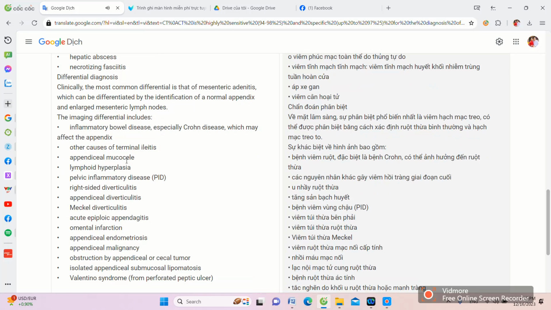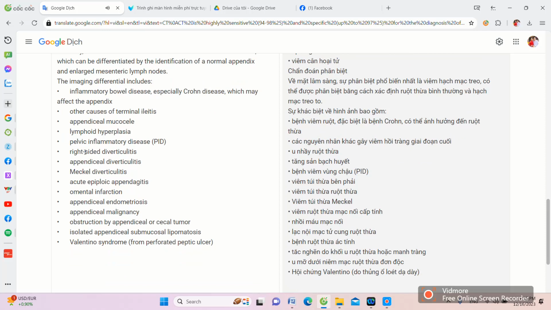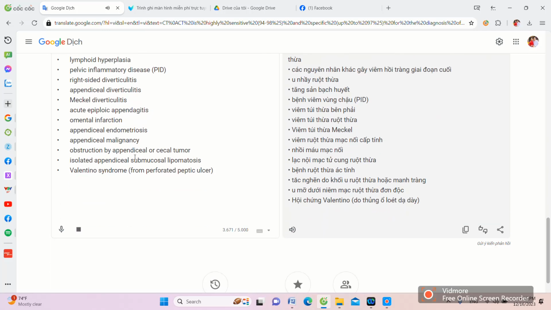appendiceal mucocele, lymphoid hyperplasia, pelvic inflammatory disease, PID, right-sided diverticulitis, appendiceal diverticulitis, Meckel diverticulitis, acute epiploic appendagitis, omental infarction, appendiceal endometriosis, appendiceal malignancy, obstruction by appendiceal or cecal tumor, isolated appendiceal submucosal lipomatosis, Wilkie syndrome, perforated peptic ulcer.